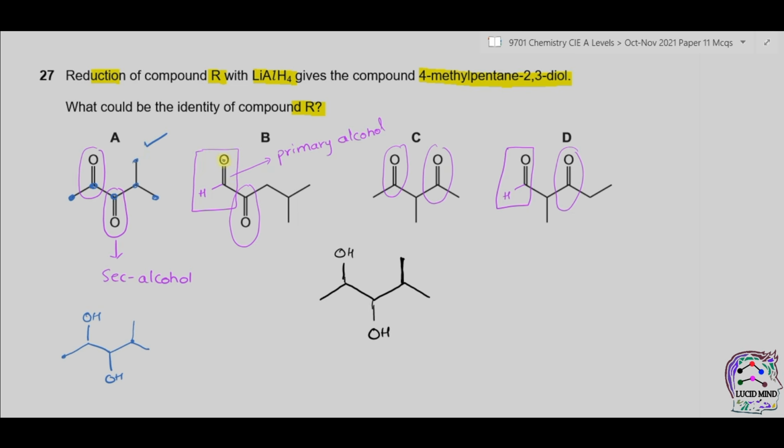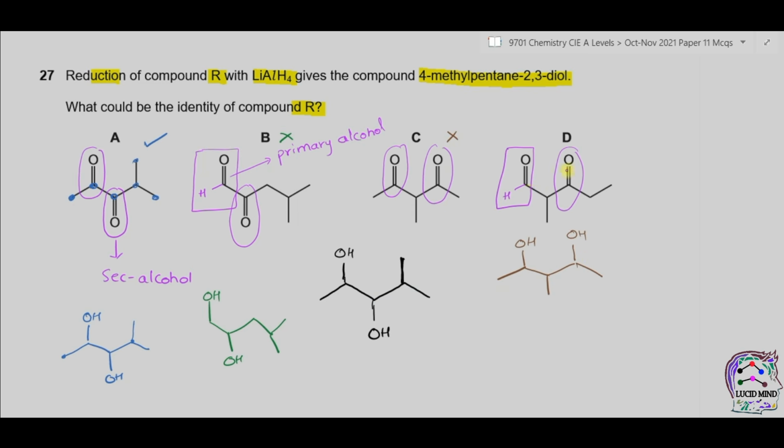In part B, we have first an aldehyde, which is converted into a primary alcohol upon reduction. This will be converted into a secondary alcohol. Rest is same. These are different. So B is incorrect. Similarly, in C, we can see we have 2 alcohol groups. These are secondary alcohols which are formed upon reduction. Again, this is different, so C is also incorrect.